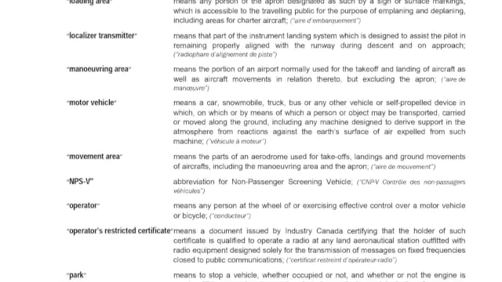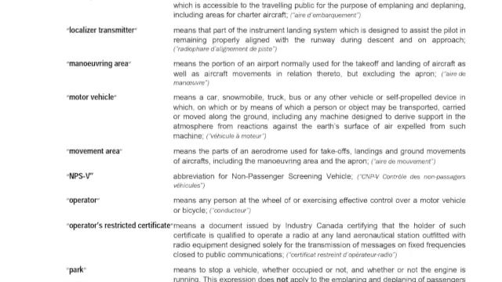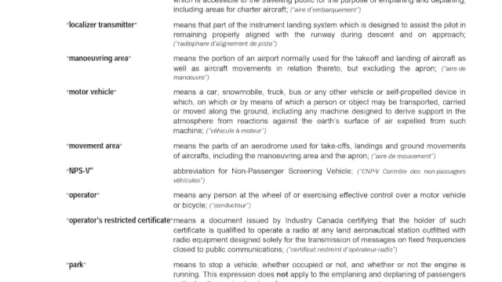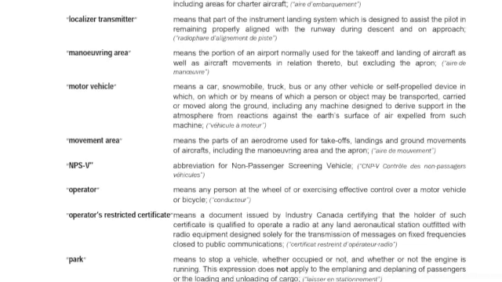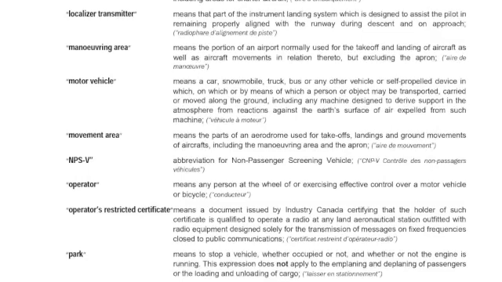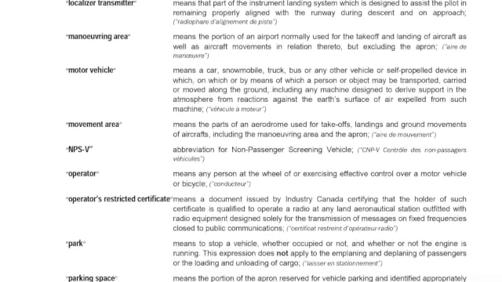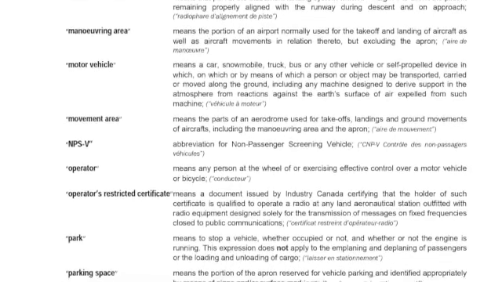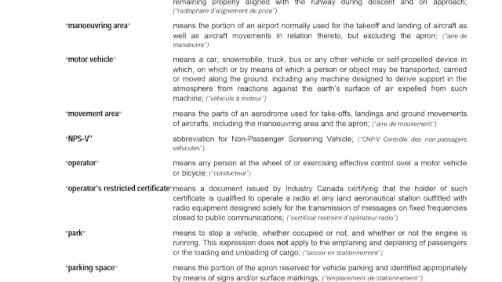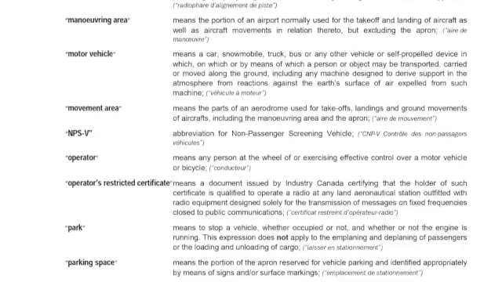Movement area means the parts of an aerodrome used for takeoffs, landings and ground movements of aircraft, including the maneuvering area and the apron. NPSV is the abbreviation for non-passenger screening vehicle. Operator means any person at the wheel of or exercising effective control over a motor vehicle or bicycle.